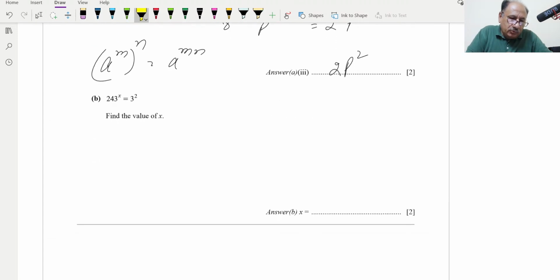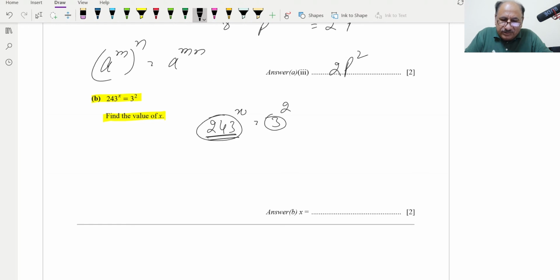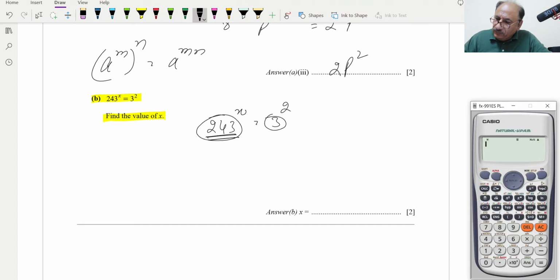B part, 243 raised to x is equal to 3 raised to 2. Find the value of x. Our question is 243 raised to x is equal to 3 raised to 2. So we have to equalize these bases. To equalize these bases, we have to write 243 as 3 raised to the power something. If we check 3 raised to the power 4, this will be equal to 81, and if we check 3 raised to 5, this will be equal to 243.